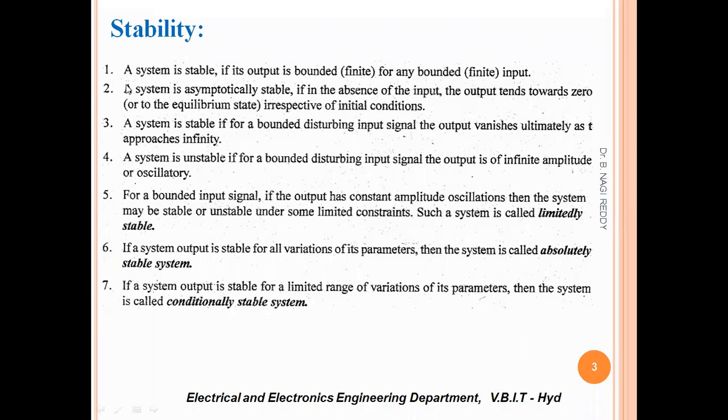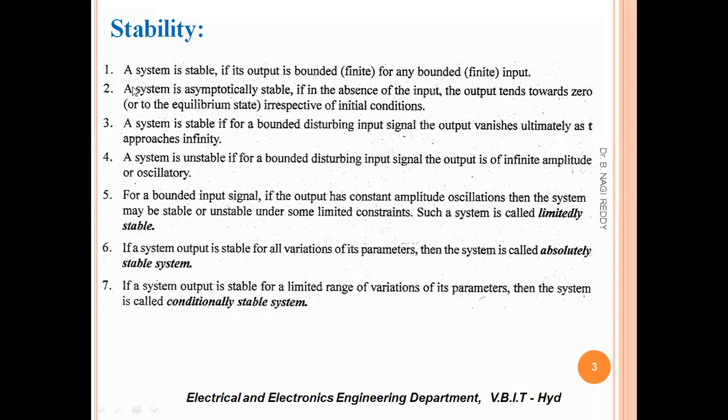The first one is, a system is stable when its output is bounded, which means the output must be a particular finite value for the given finite input signal. So if we say the given system is stable, then the output response must be a finite, limited value with respect to the input. This output will vary as the input varies.